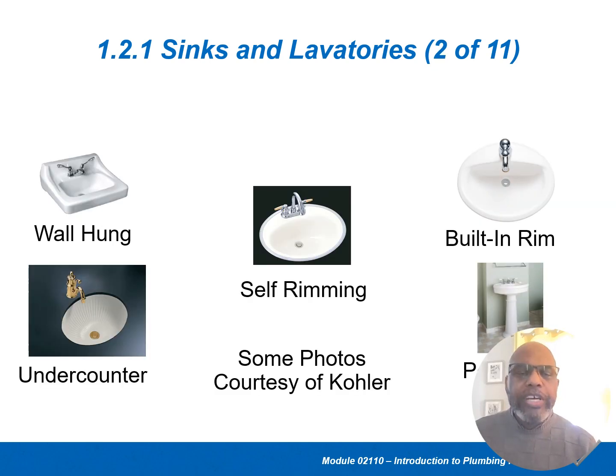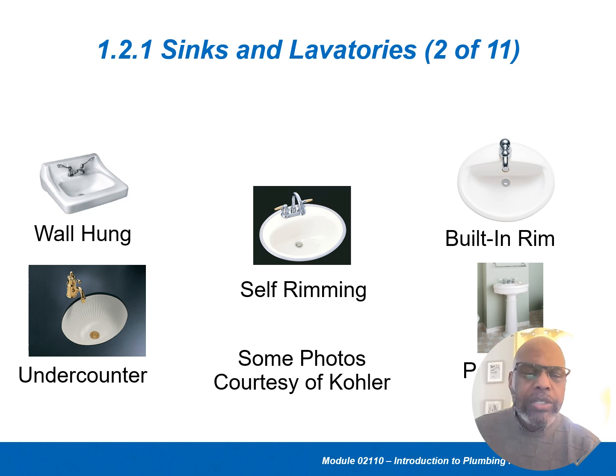So here are our different types of sinks and lavatories. It could be wall hung, that's a porcelain base, or it can be under counter, or self-rimming. Basically, self-rimming is sitting on top of the countertop, built in with a rim. But of course, it could be a pedestal sink also. These are some of the sinks that you will find in buildings.